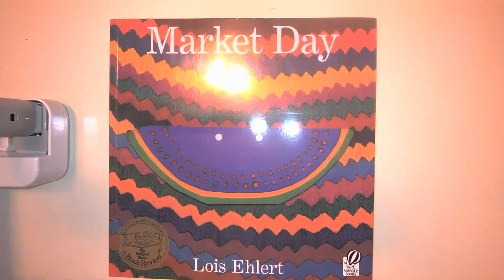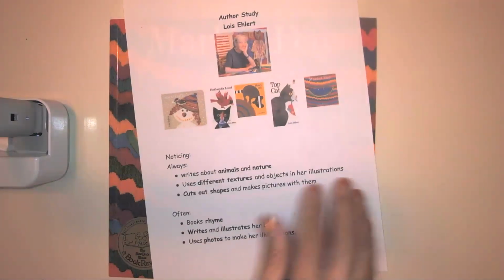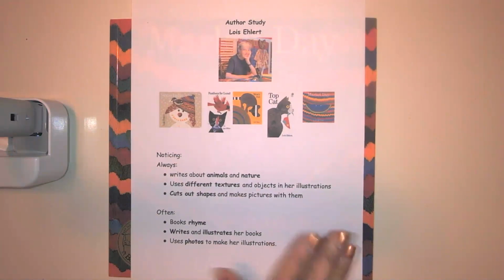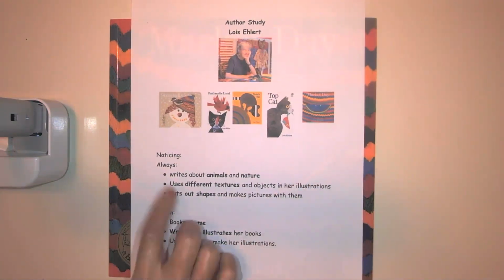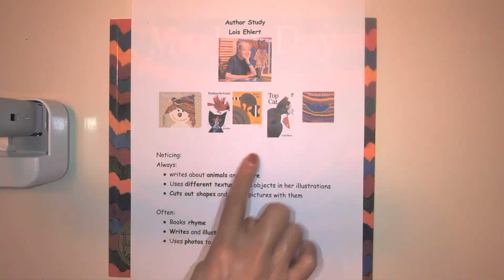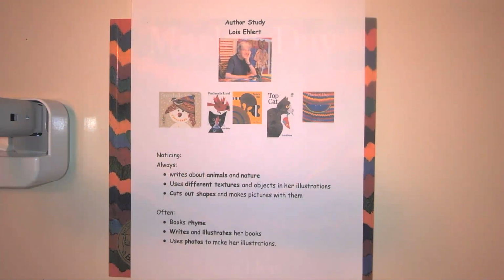And all this week, we're going to notice many different things about her books. And you're going to be listening to today Market Day, but you're also going to listen to Snowballs, Feathers for Lunch, Mole's Hill, and Top Cat. So we want to be thinking about the things that we noticed in her stories. So in her stories, when we look at the different pictures, we notice that there are many different shapes and textures. So she uses a lot of collages or sometimes even photographs in her pictures. And when we think about what she writes, a lot about animals and nature.